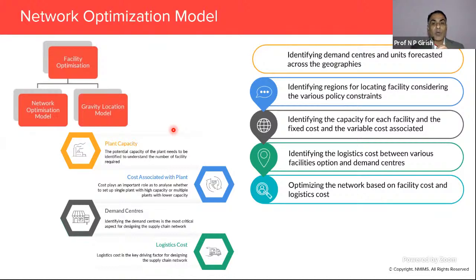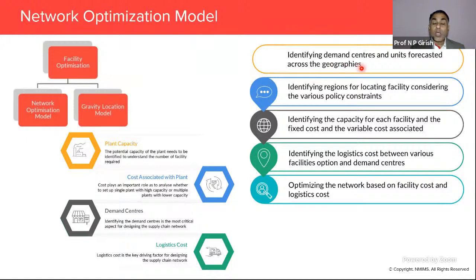When you talk about logistics cost, you can't talk about some other cost. It doesn't make any sense. Similarly, when you're talking about setting up a plant, you can't be talking about a different cost. So those things conceptually will have to be covered. All right. Fine. Next are the steps we need to follow when you're talking about network optimization.